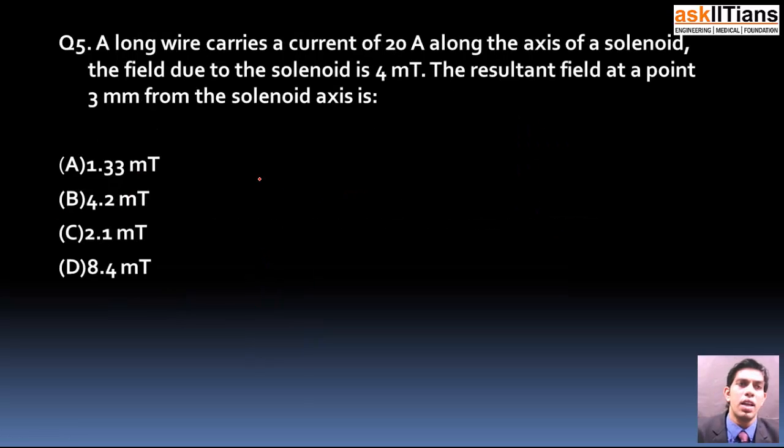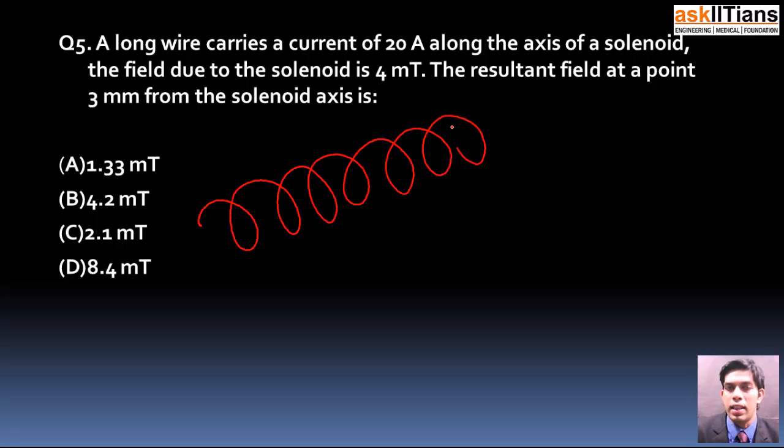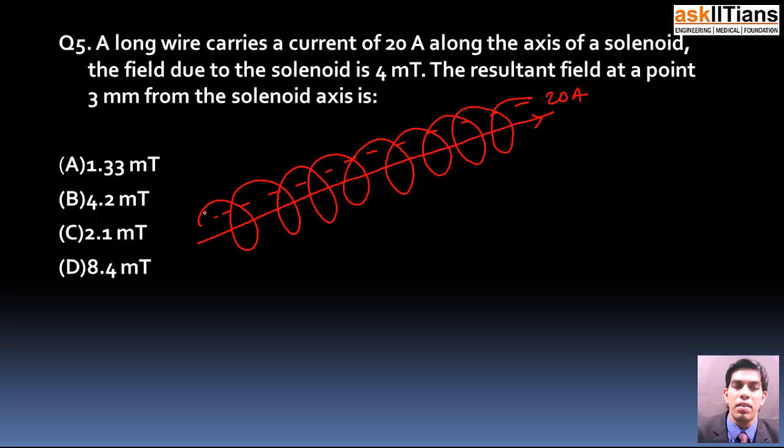Moving on to the fifth question. A long wire carries a current of 20 ampere along the axis of a solenoid. The field due to the solenoid is 4 millitesla. The resultant field at a point 3 mm from the solenoid axis is... So let's say this is my solenoid and the axis corresponding to the solenoid is this, where I have a long wire which is carrying a current of 20 ampere. We need to find the field, let's say, 3 mm from the axis.